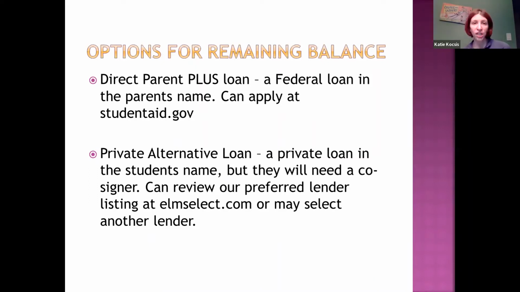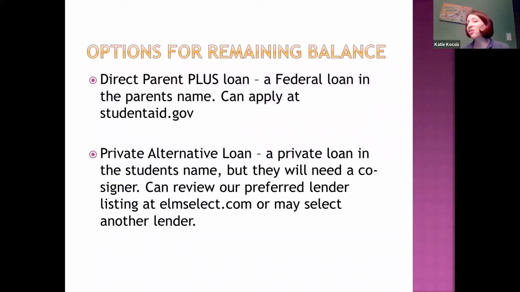The other loan option is a private alternative loan, or private student loan. This is a loan in the student's name, but they will need a cosigner, as they don't have enough credit history and credit score coming directly out of high school. So a student will have to have a cosigner. It doesn't have to be a family member or a parent.